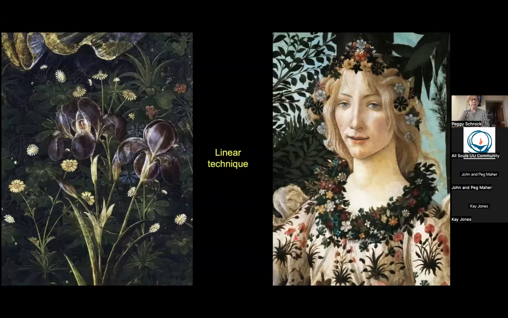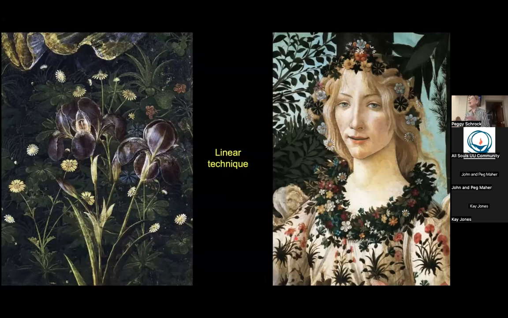Here's a detail where you can see it's a very linear technique. We'll talk more about what that means when we look at more paintings in just a little bit. But linear technique is a way of laying down the paint in which the artist uses very tiny little brushes and makes small little lines next to one another. And they just kind of melt together. Linear techniques end up with a very smooth surface, no visible brush strokes.